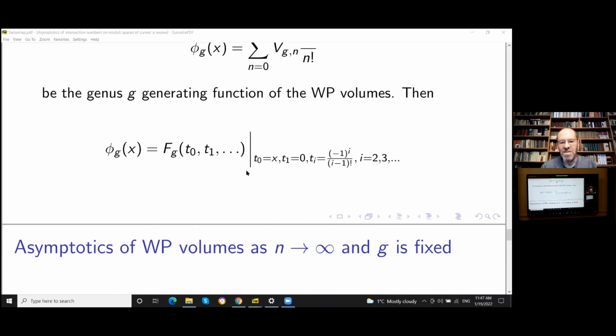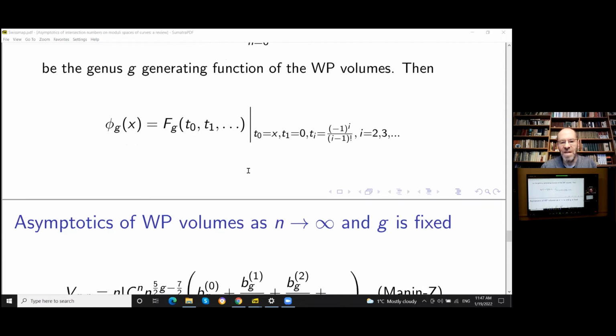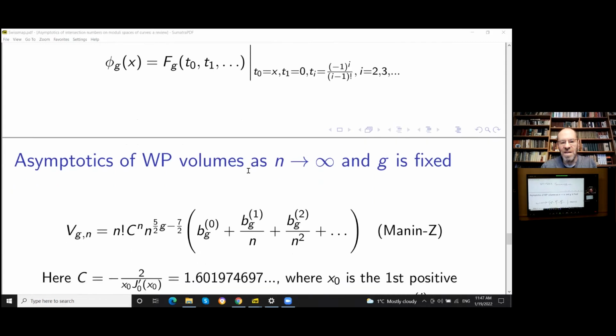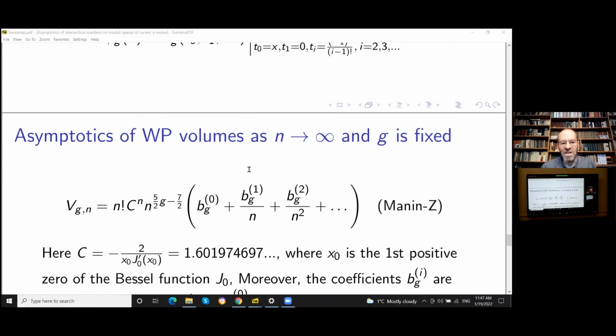And in this regime, n tends to infinity and g, the genus, remains fixed. Then one has the following asymptotic expansion. V_{g,n} is the Weil-Petersson volume of the moduli space M_{g,n}. And the structure of this formula is like this.